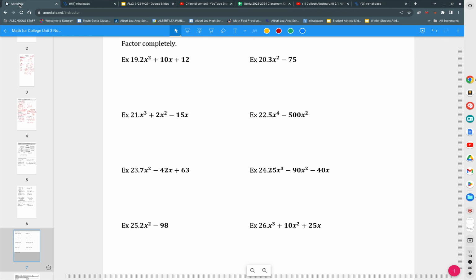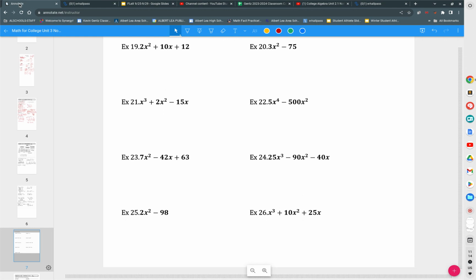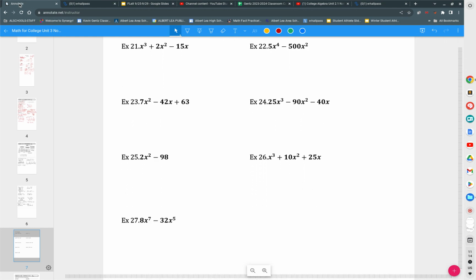Yes, sir. Okay, so factoring completely involves more than one factoring operation. We talked about this yesterday. We're going to practice it more today and let you work on an assignment involving that. Factoring completely always starts with taking out the greatest common factor. What is the greatest common factor?